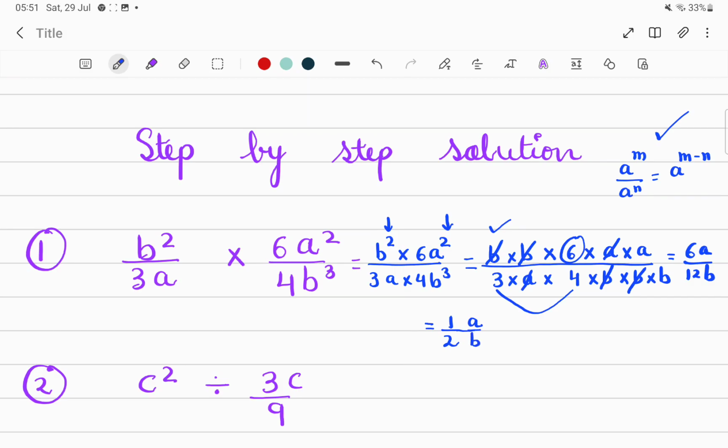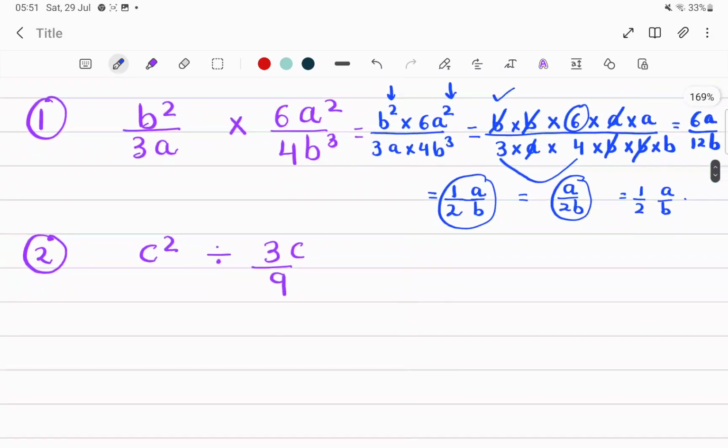You can write it like this, or you can write it like a over 2b. They both are same. Or you can write a half and then a over b. This is also fine. You can answer in any form. They all are equivalent. They all are same.